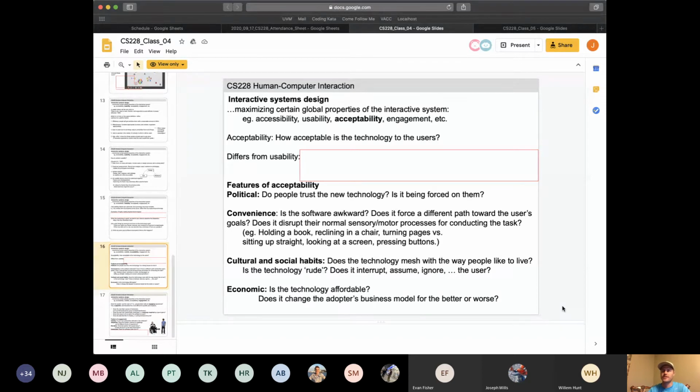Can anyone else think of something else that when it becomes really good, it becomes unacceptable, or people start to wonder if they really want it?